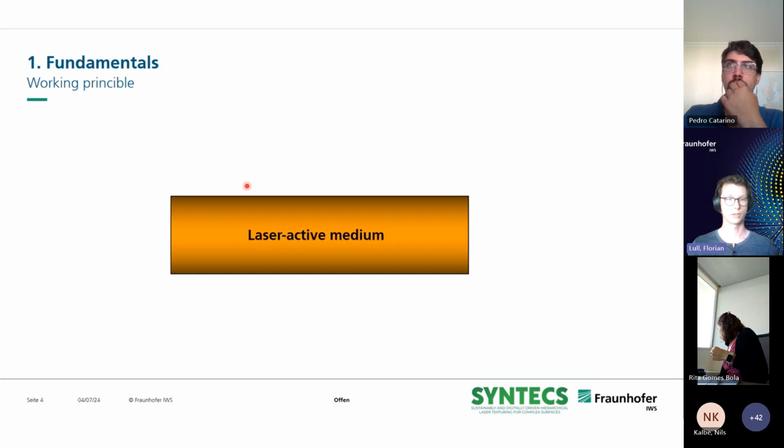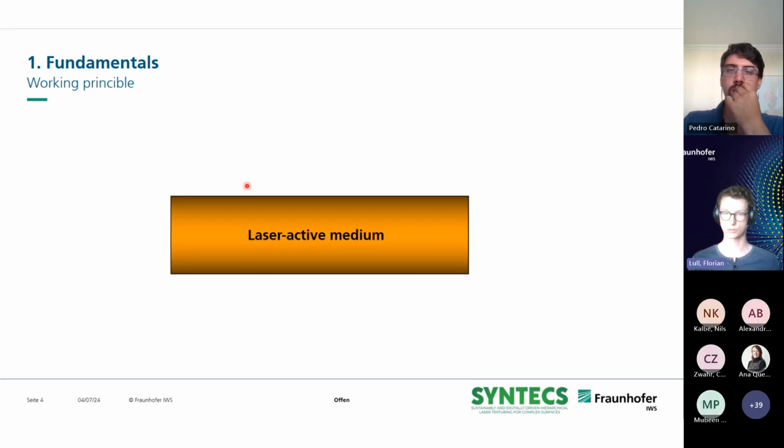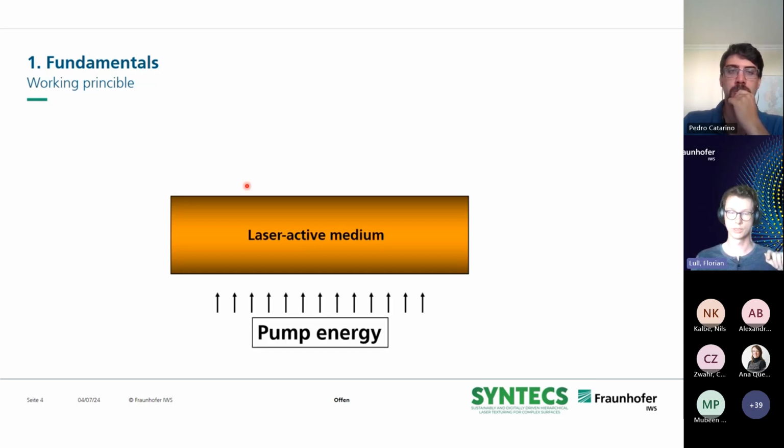All of these three processes happen inside of the so-called laser active medium, which is just a special material, could be a solid, could be a gas. We have to bring energy inside of the laser active medium by so-called pumping. This pump energy can be electrical energy or optical energy. By pumping the laser active medium, we bring a lot of electrons into their elevated state.